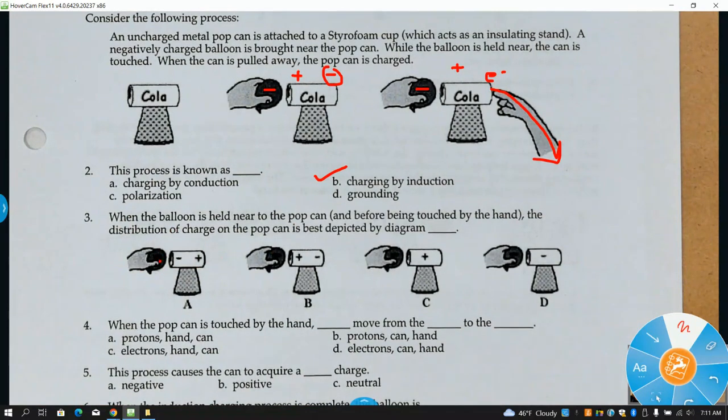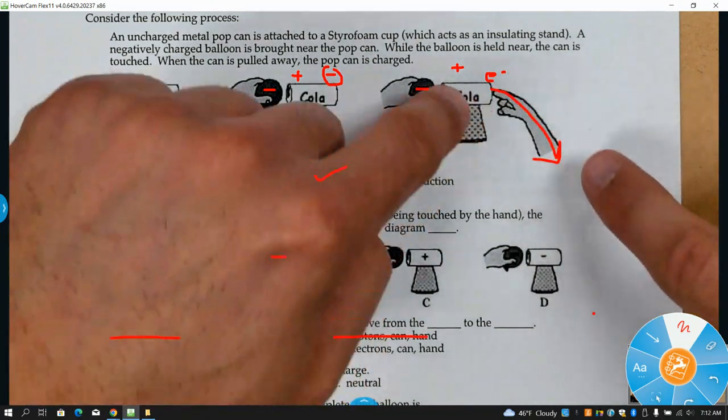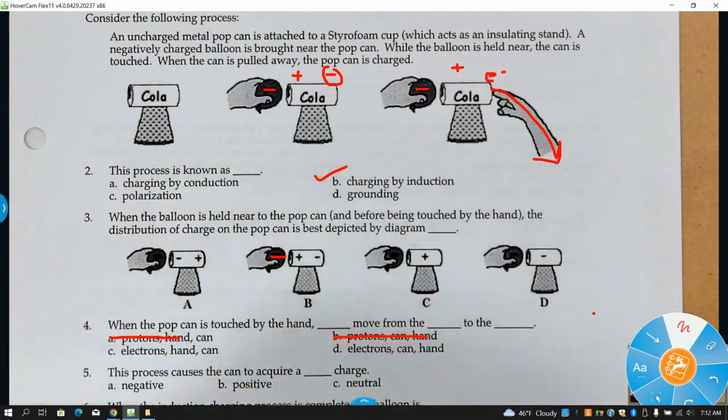Before it makes contact, remember the balloon is negatively charged. The negatives in the object are going to want to go farther away because they're repelled, so it would be like this, object B. Now when the soda can is touched by the hand here, remember, only the electrons can move, so A and B are definitely not options. So the electrons are going to go from the can through the hand to the ground, and then we remove it, and we're going to be left with a positive charge.